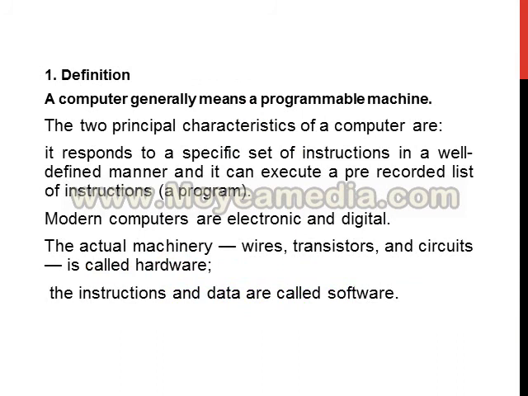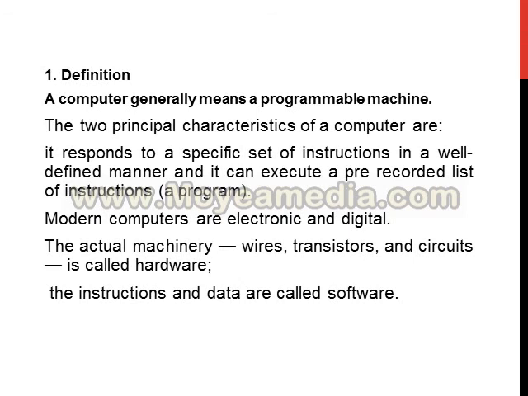A computer generally means a programmable machine. It is just a machine that we are nowadays using in our daily routine also. It is a machine having some properties and characteristics: it responds to a specific set of instructions in a well-defined manner, and it can execute a pre-recorded list of instructions, whatever you are executing and telling it. Now here again we have modern computers that are electronic and digital.